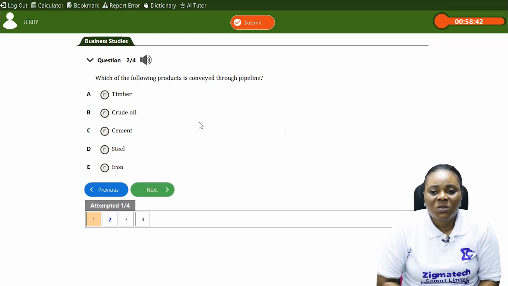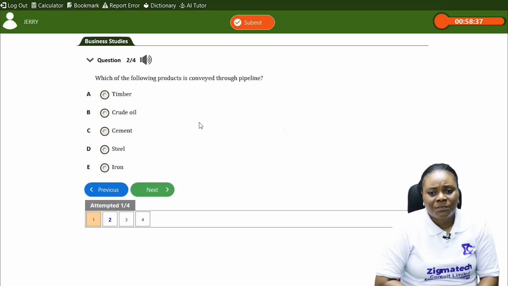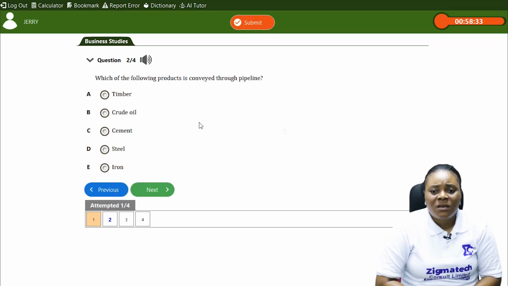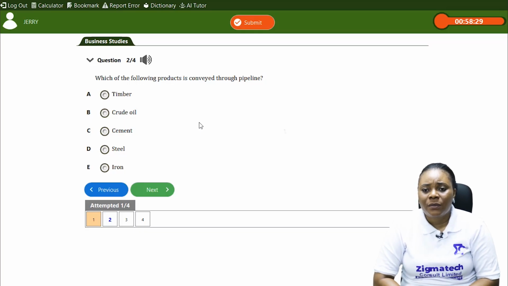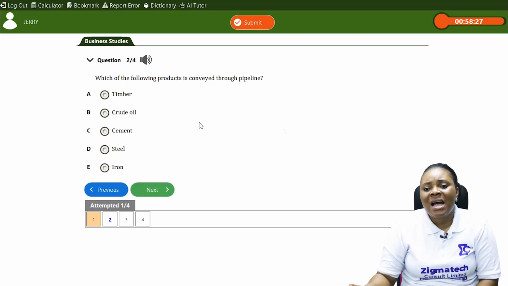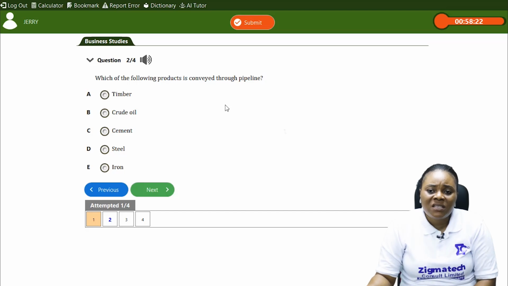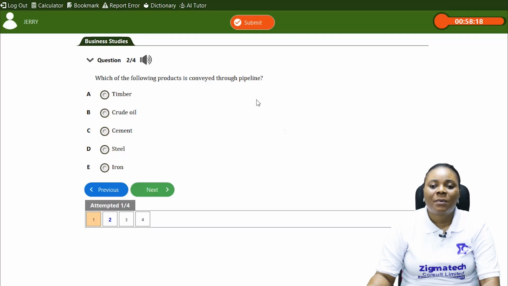The next question says, which of the following product is conveyed through the pipeline? We have timber, crude oil, cement, steel, iron. Liquid chemicals are usually conveyed through the pipeline. The best means of transporting liquid chemicals is through the pipeline.